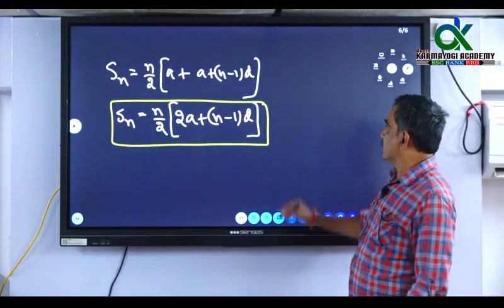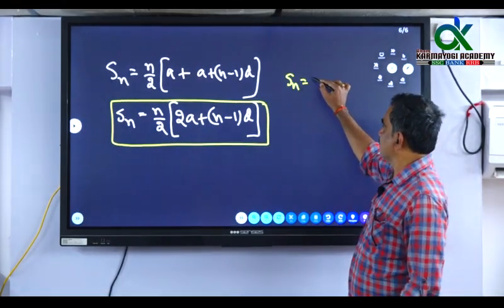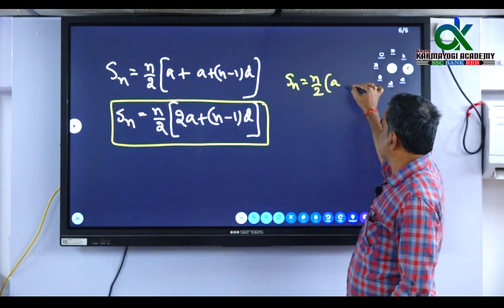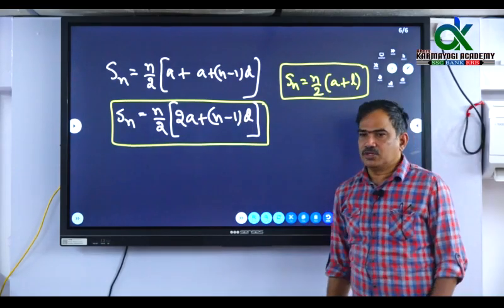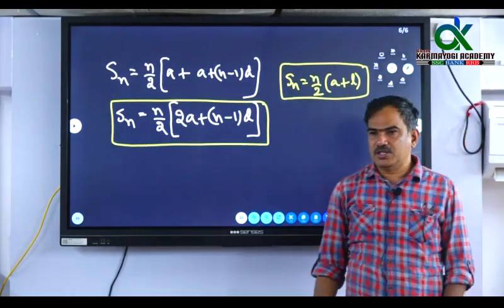So already I have given one formula. The previous formula, Sn is equal to n by 2 into a plus l, is one formula. This is n by 2 into 2a plus n minus 1 into d.